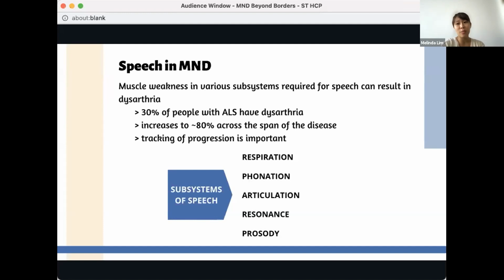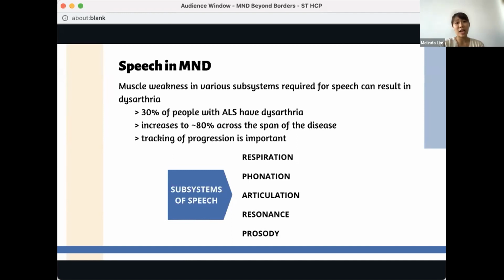There are usually two phases observed, where in the early phase, intelligibility can actually be really good, if let's say the subsystems are not significantly impacted, and it will decline quite slowly.